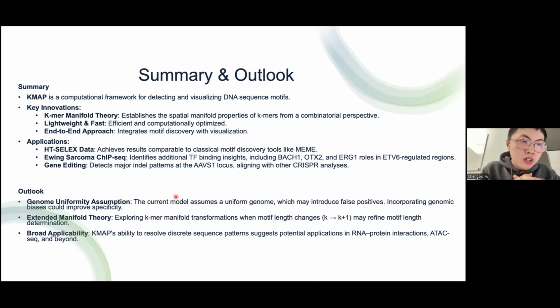But so far, KMAP still has some drawbacks, as you may see in more real data, like ChIP-seq data. Since the current model is under the unimode assumption, it may introduce false positives. Also, we need to extend the k-mer theory so that it can deal with k and k plus one together. We also want to extend KMAP to many other experiments like ATAC-seq and RNA proteins.